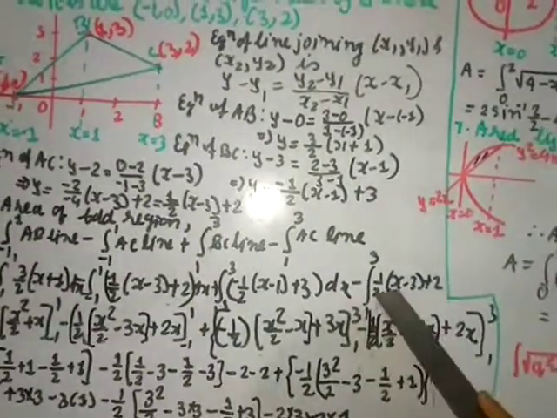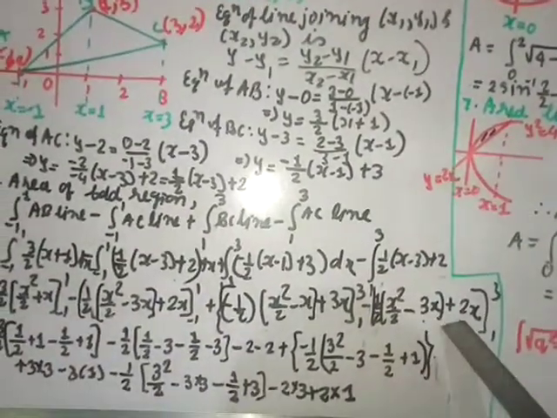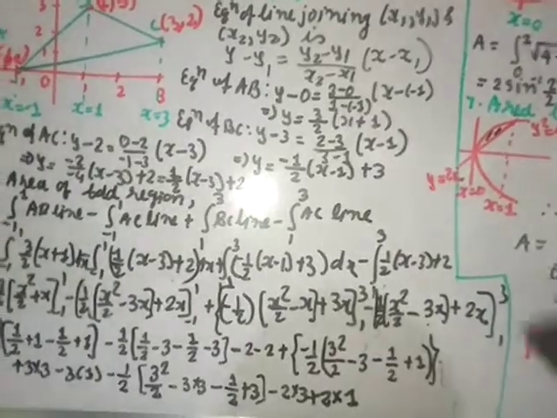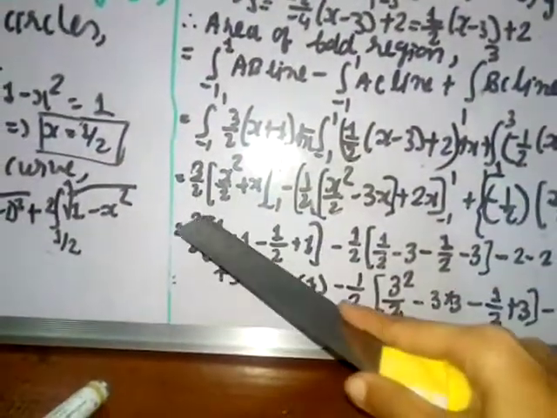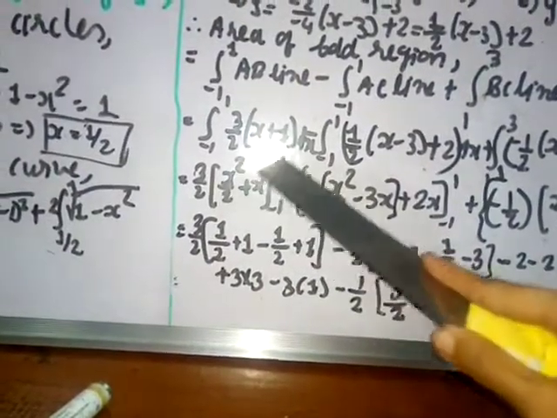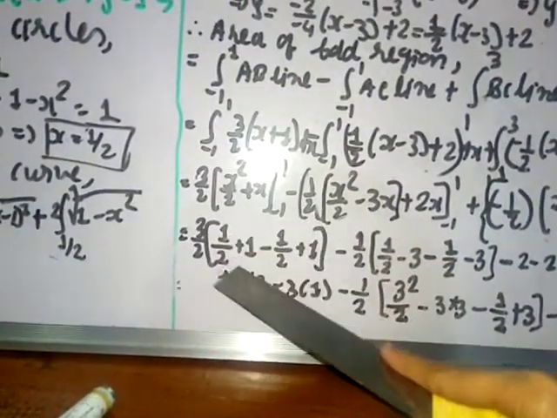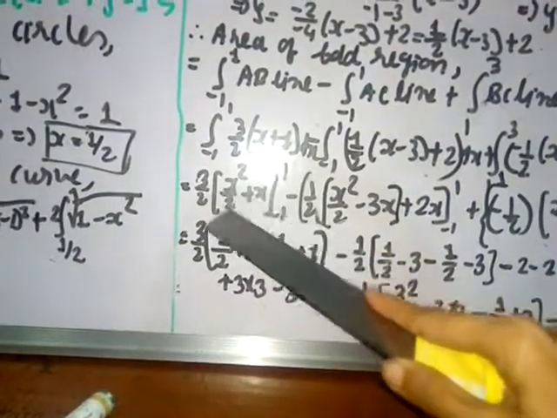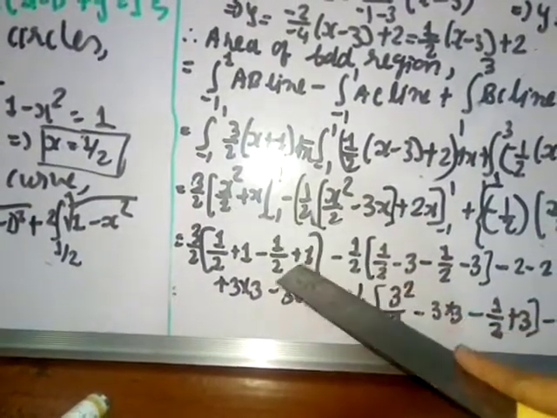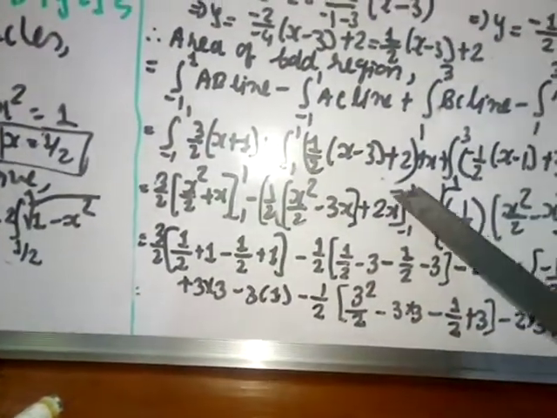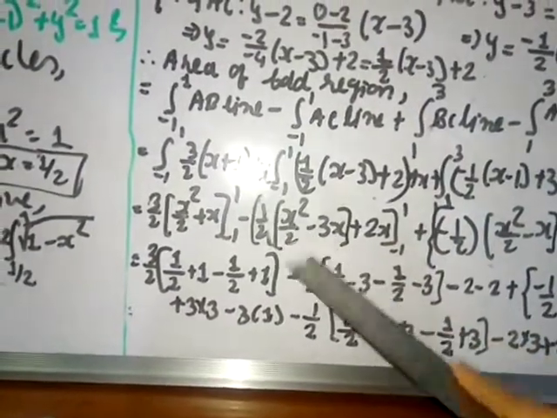Minus 1 by 2, x is x square by 2 minus 3x plus 2x, 1, 2, 3. Now let us put the upper limit and minus the lower limit. So here 3 by 2 as it is, instead of x, first upper limit 1 and then minus 1. So 1 by 2 plus 1 minus 1 by 2 plus, and plus minus, but again minus is there, so plus 1.